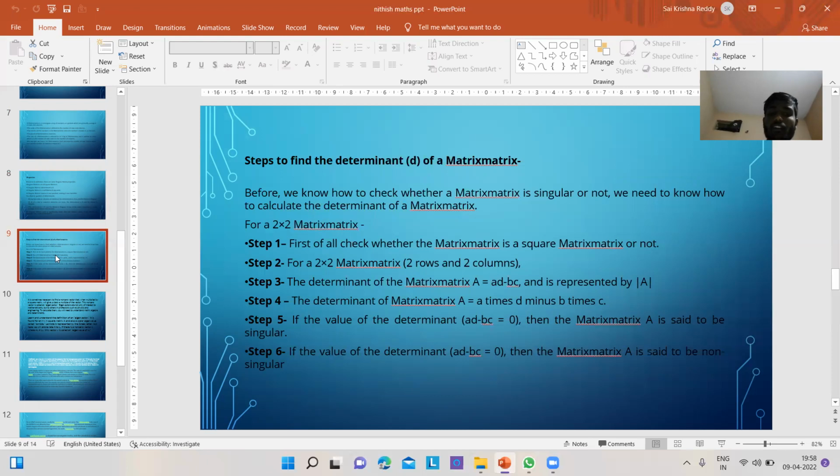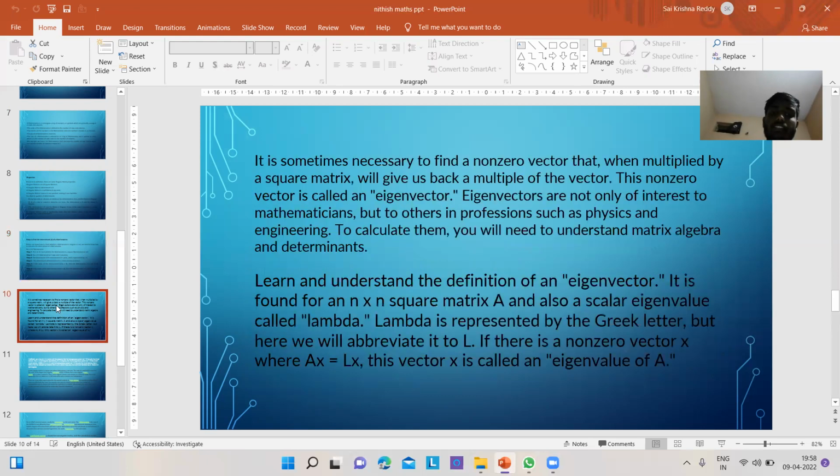Step 5: if the value of the determinant AD minus BC equals 0, then the matrix A is said to be singular. Step 6: if the value of the determinant AD minus BC is not equal to 0, then the matrix A is said to be non-singular. It is sometimes necessary to find a non-zero vector that, when multiplied by a square matrix, will give us back a multiple of the vector.